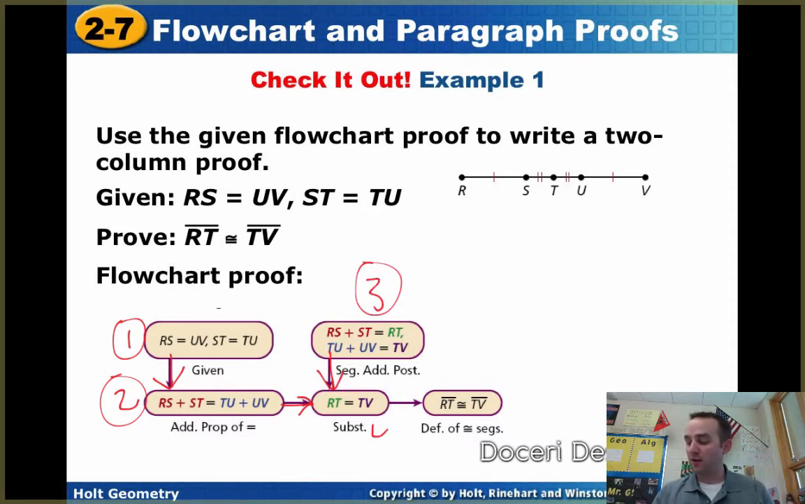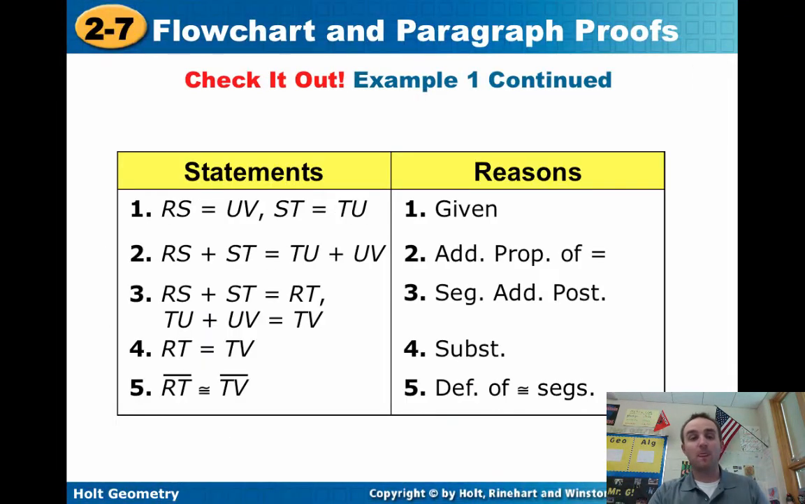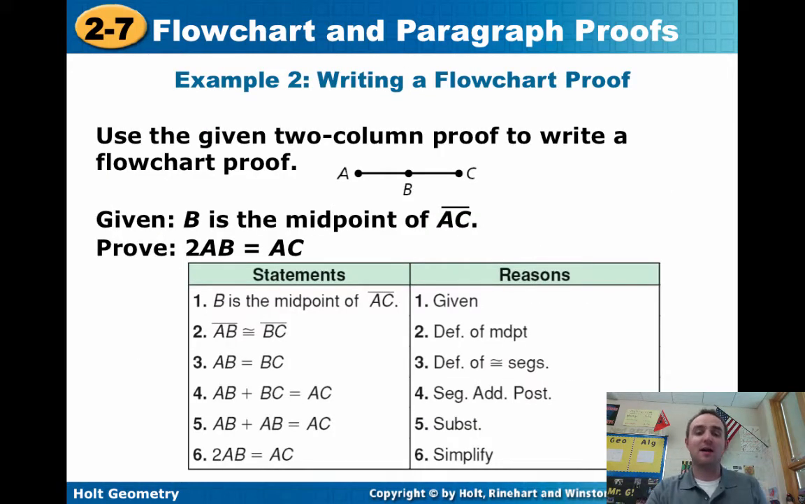Now that I have 2 and 3, I can come down to 4, and then finally 5. Remember, if there are arrows leading to it, you have to do those arrows before you can come together to that one. Again, we look at our final two-column proof, and there you go. Moving on, we have to go backwards now. Now we're going to take that two-column proof and we're going to make a flowchart.